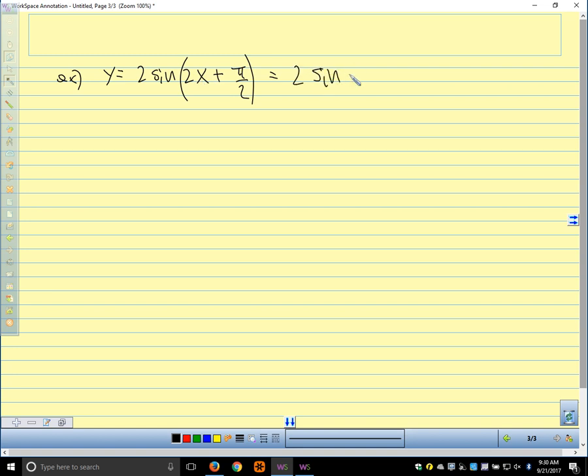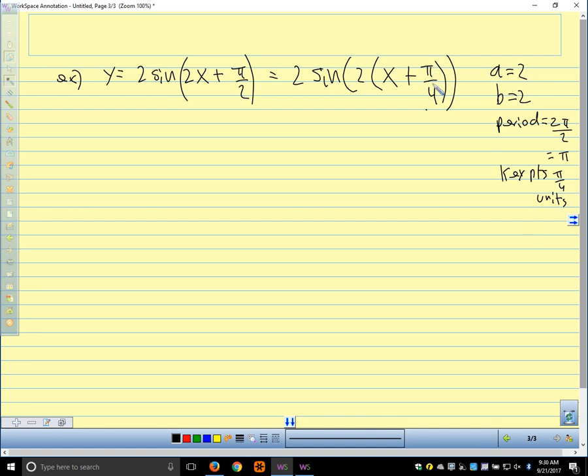So I get 2 sine of 2 times x plus, and when I factor a 2 out of here, what do I get? Pi over 4 divided by 2. All right, so I know that the amplitude is 2. B is 2. So the period is 2 pi over 2, which is pi. We get our key points at pi over 4 units.